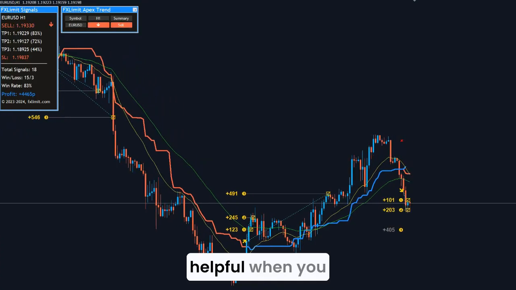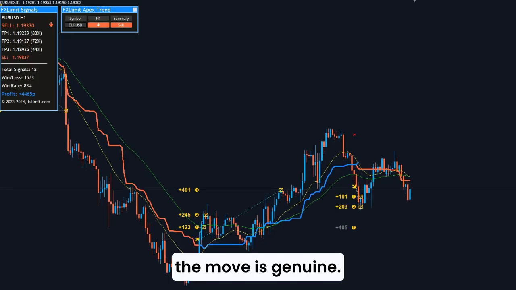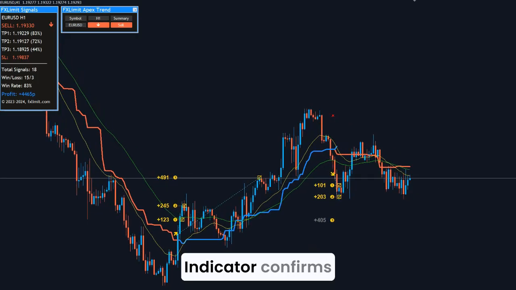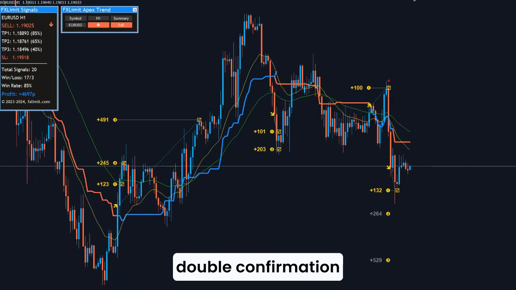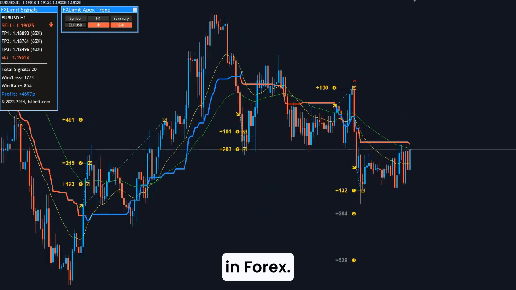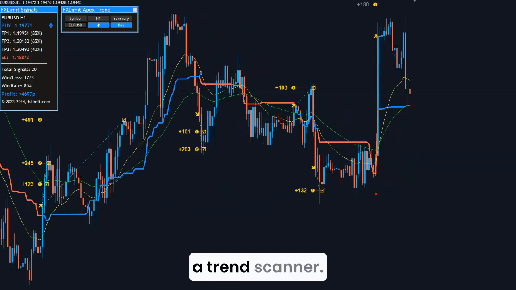This is especially helpful when you notice rising volume, but aren't sure if the move is genuine. If the Apex Trend Indicator confirms the same direction with a solid win rate, you've got a double confirmation setup that's gold in Forex. Also, it's easy to scan multiple pairs and timeframes quickly with a trend scanner.